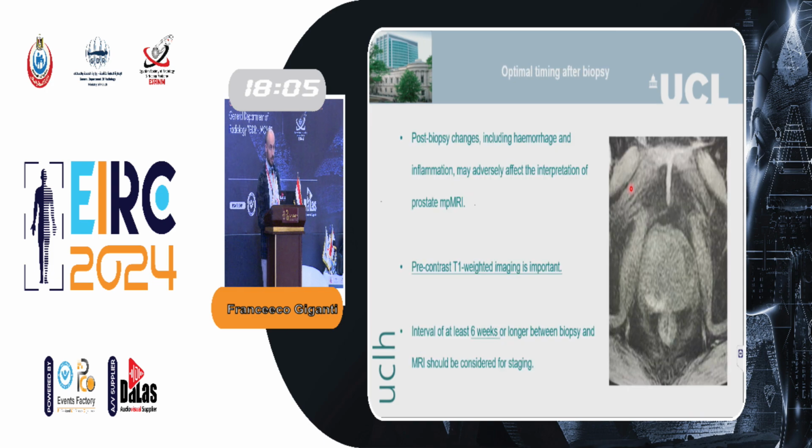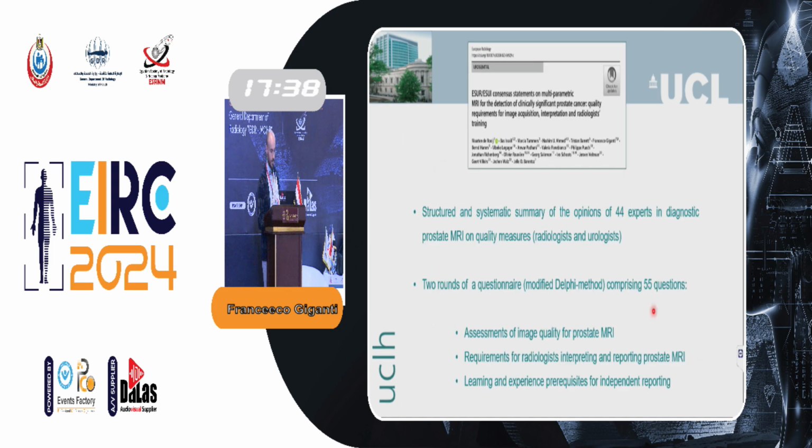It is also important to do the prostate MRI not straight after a biopsy, but before the biopsy. If we have a biopsy, we will see an artifact called the post-biopsy artifact, where we have a high signal, white on the T1 weighted pre-contrast images, like in this case. So we should wait, according to the PI-RADS guidelines, at least 6 weeks or longer between biopsy and MRI.